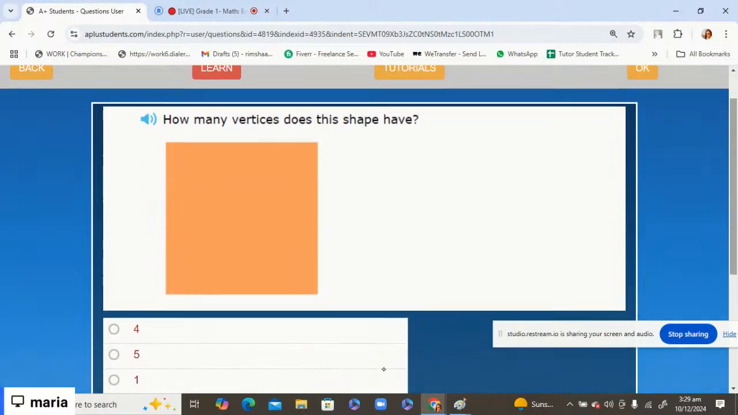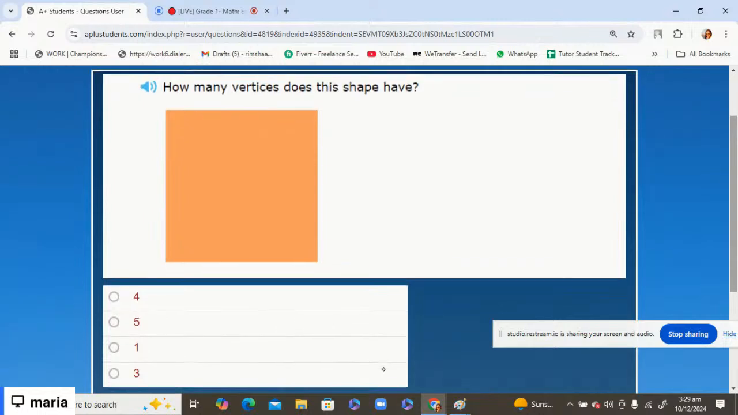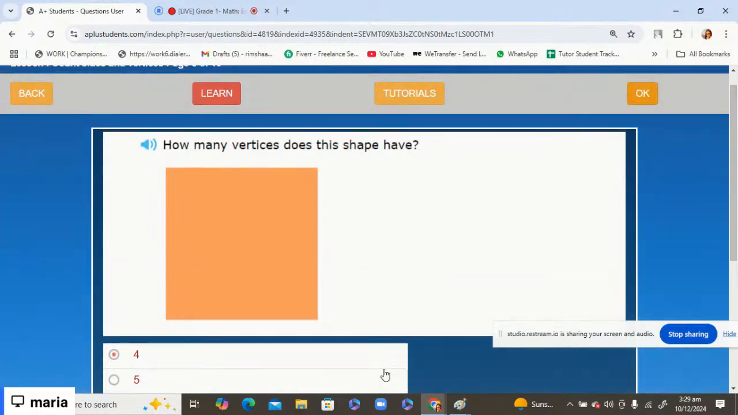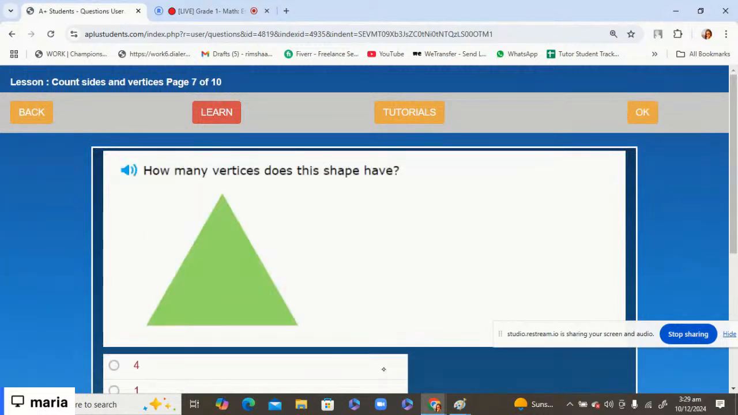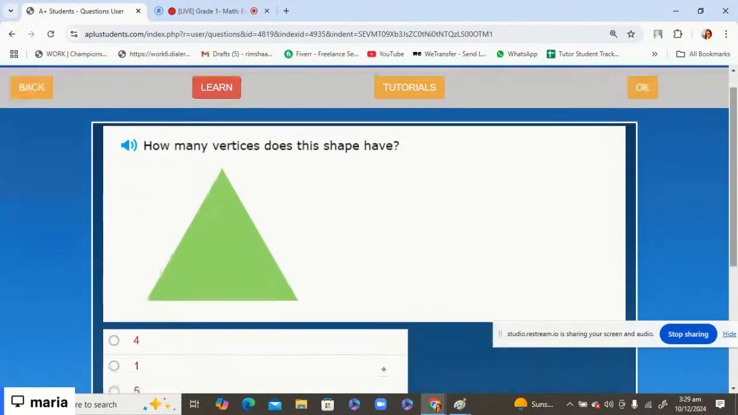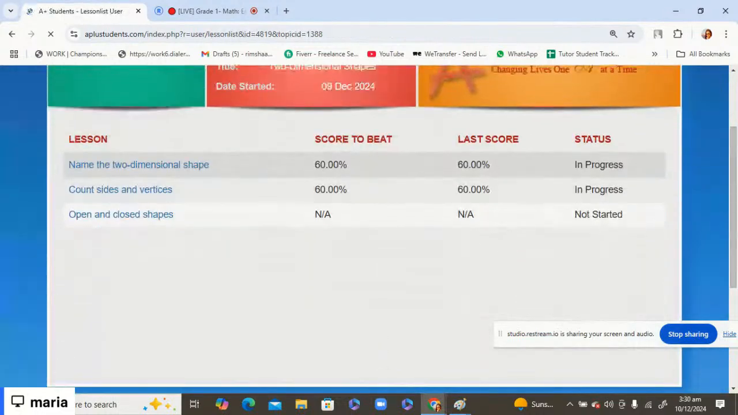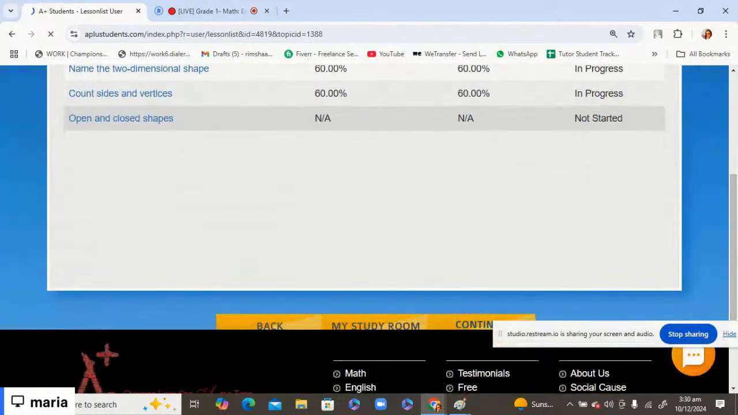And how many vertices does this shape have? It's one, two, three, and four. So this is four vertices. Let's go with it. Here is the right answer. Hope you guys understand this lesson. So you solve rest of the questions by yourself. Okay. Let's do the next lesson, which is the last lesson, that is open and closed shapes. Let's go with it.